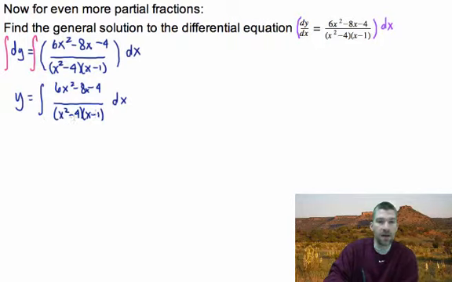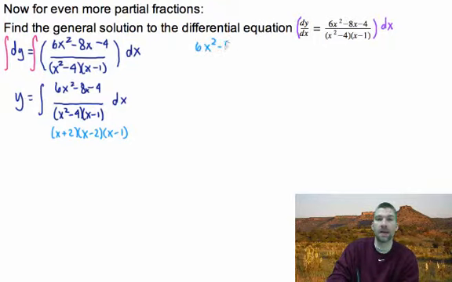But if you look at the denominator here, this factors. And so we want to factor that denominator into x plus 2, x minus 2, and then we've also got x minus 1. And so we're going to actually set this fraction here equal to partial fractions that have a, b, and c with them. All right? So what we're going to end up with is 6x squared minus 8x minus 4 over x plus 2, x minus 2, and x minus 1.